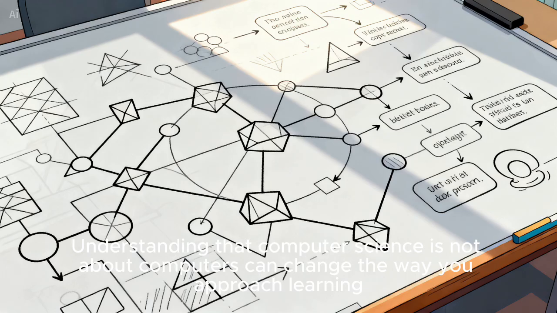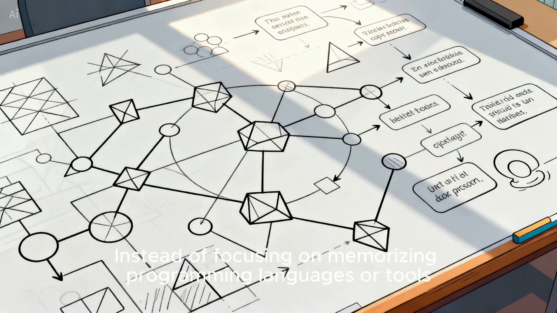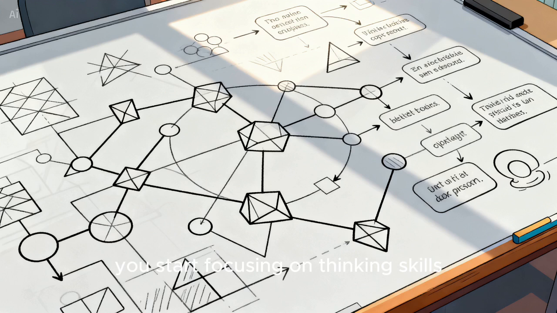Understanding that computer science is not about computers can change the way you approach learning. Instead of focusing on memorizing programming languages or tools, you start focusing on thinking skills. You learn how to break down complex problems into smaller parts, how to design solutions, and how to evaluate their effectiveness. These skills are valuable far beyond the world of computing.